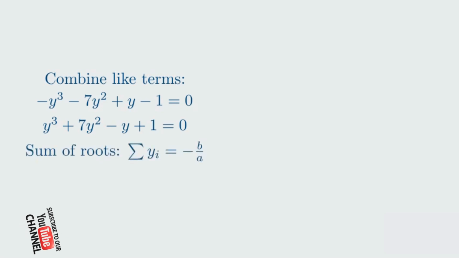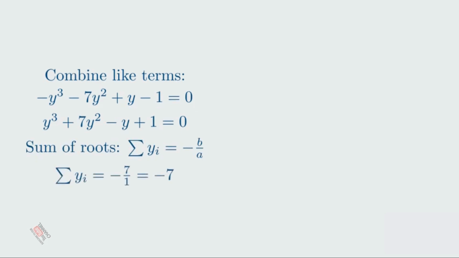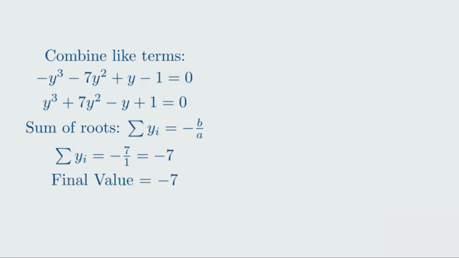Remember, from Vieta's formulas, the sum of the roots of a polynomial is simply negative b over a, where b is the coefficient of the squared term and a is the leading coefficient. Our b is 7, and a is 1, so the sum of the roots is negative 7 over 1, which is just negative 7. We successfully used substitution to create a new polynomial whose roots were exactly the terms we needed to sum, completely bypassing the need to find the roots individually. Now we know how to evaluate complex symmetric sums of roots.